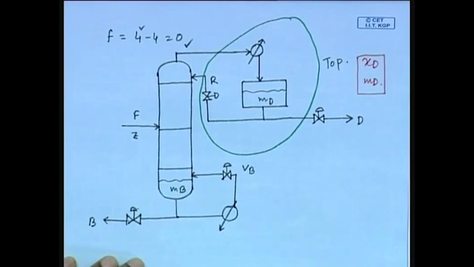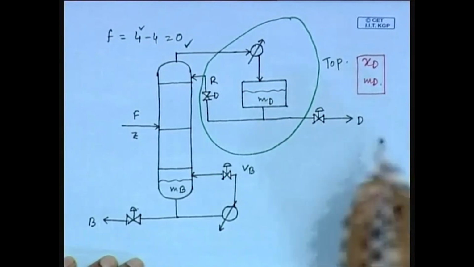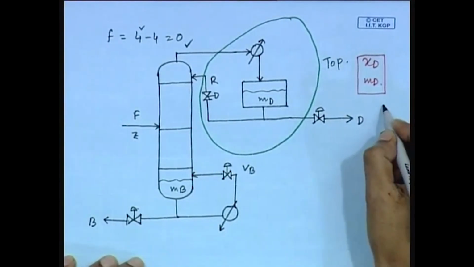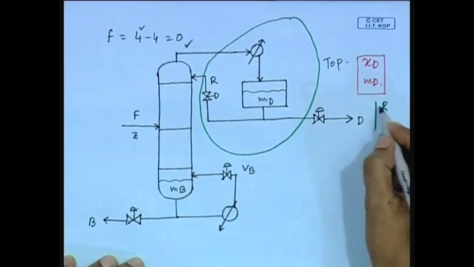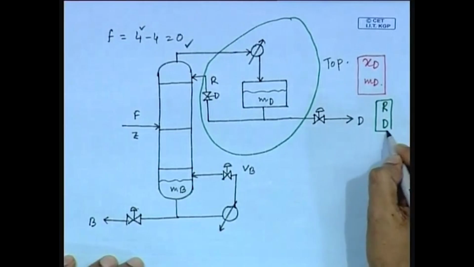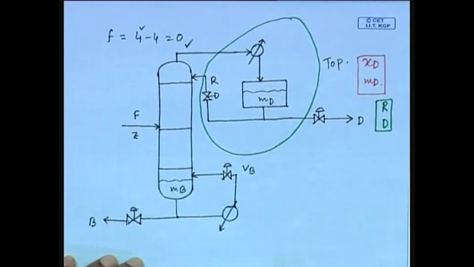Two variables are available for manipulation. What are those variables? One is R, another one is D. These two variables are available for manipulation. Now, we have to pair the control variable and manipulated variable.